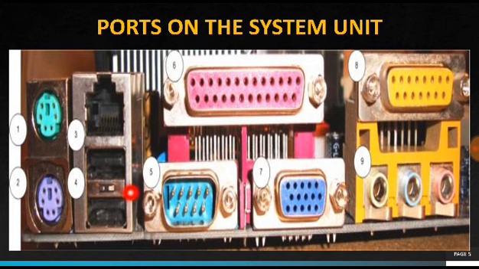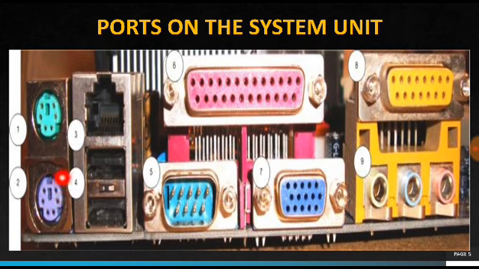Then we have another port over here. We'll look at that one later for its name. Then we have here the USB port, which can be used to connect to modem, pen drives, and other peripheral devices like the printer, the scanner, and so on. Now this side we have the network port. It's mostly used to connect network cables.